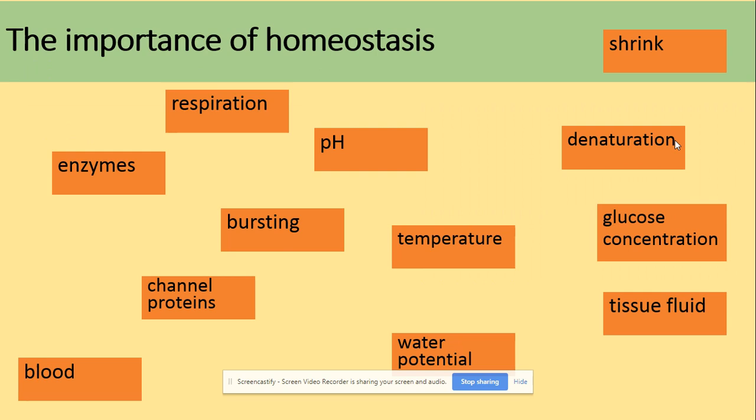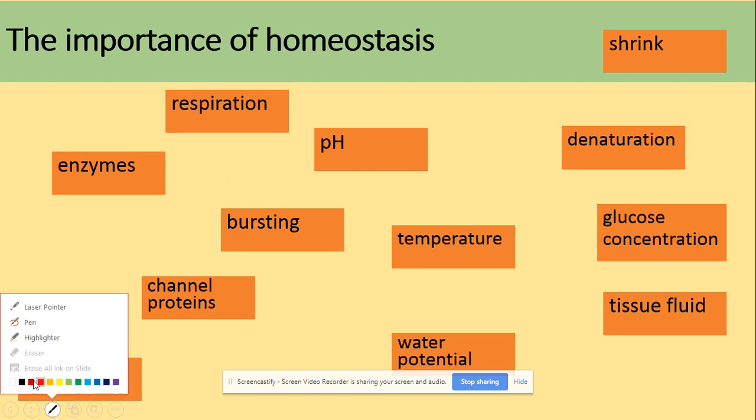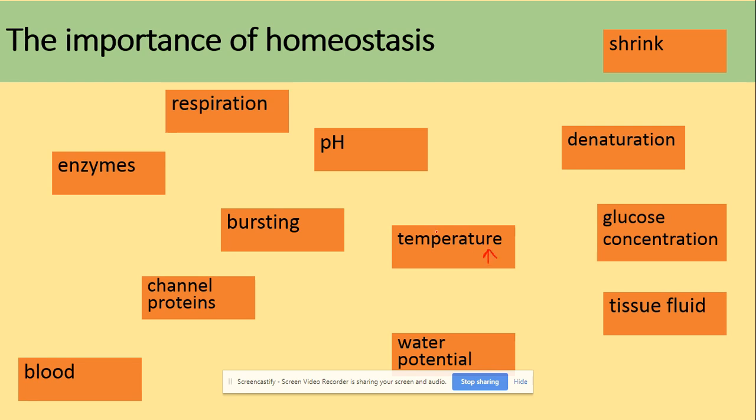The importance of homeostasis has plenty of examples, and I'm just going to show you one. For instance, if the temperature increases, it is going to cause the enzymes to denature. For example, enzymes involved in respiration are going to stop working because they denature, so the rate of respiration decreases. The same goes, for example, with water potential.